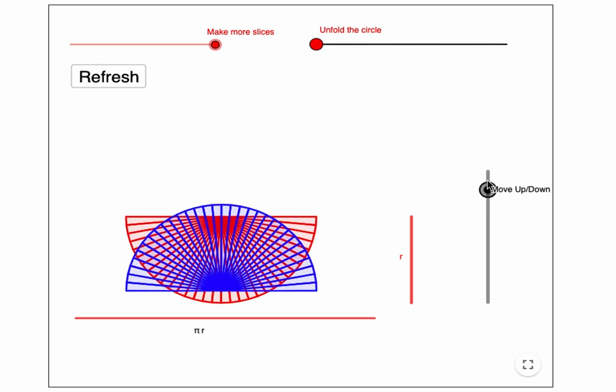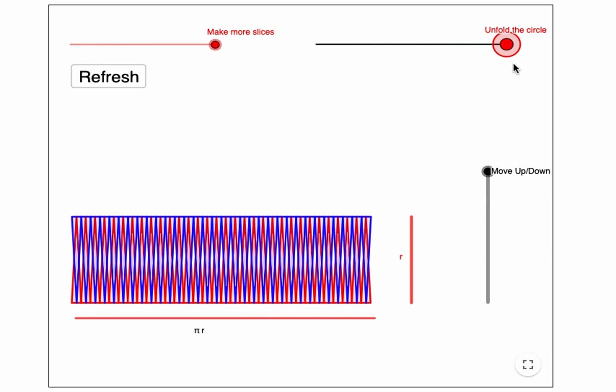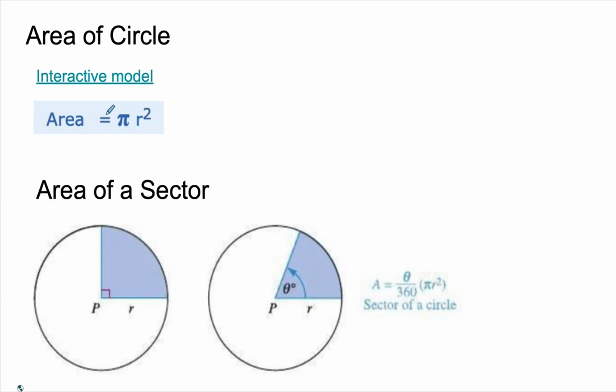But if I move them down there and unfold the circle, look at this. It's very close to a rectangle with pi r times r as the area, right? So if we cut them into really tiny pieces, it is getting closer and closer to pi r times r, right? So we can come to a conclusion. Our area of a circle is pi r times r. Simply, we can do pi r squared. Area is pi r squared.